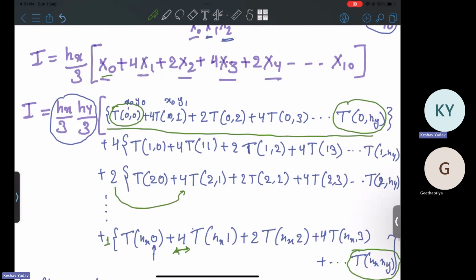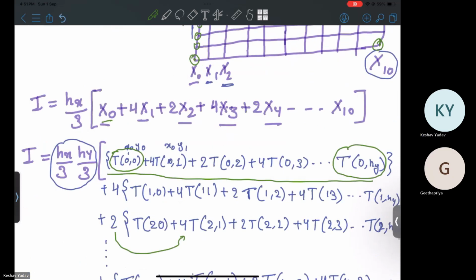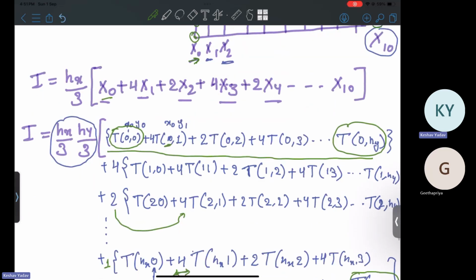Corners we have already covered. That has weight 1. If I see here, the edge, this is the edge. So x0, it is x0. Means first term is what? First term is 0. Okay. First term is 0.